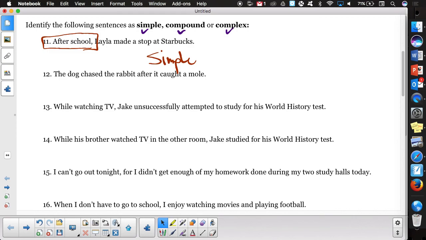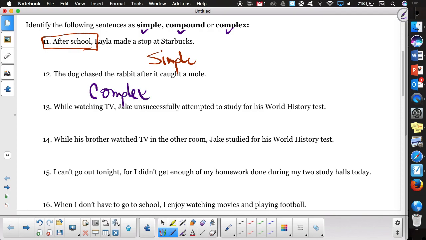How about this one? The dog chased the rabbit after it caught a mole. Ben, what do you think? That one is complex. It's not compound. I don't have a comma. I don't have a coordinating conjunction. I do have that word again showing up that we just had in the last one, after. What is my subject? It. What did it do? It caught. So therefore I have an independent clause, the dog chased the rabbit. I have a dependent clause. They're together. Complex. Why don't I need a comma? Because my independent clause is first.